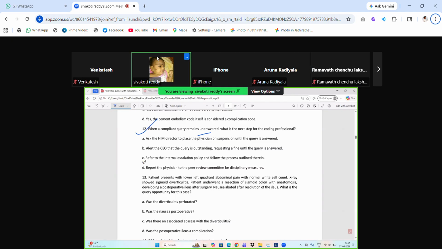C. So refer the internal escalation policy and follow the process outlined. Okay, if you are not getting the answer for the query, we need to check our office internal escalation policy. What do we need to do? We should not report to the direct patient or CEO. We need to refer to our internal escalation policies and follow them.